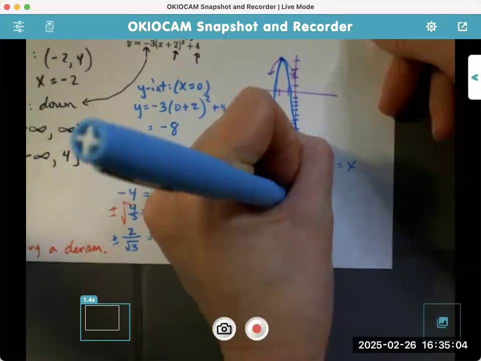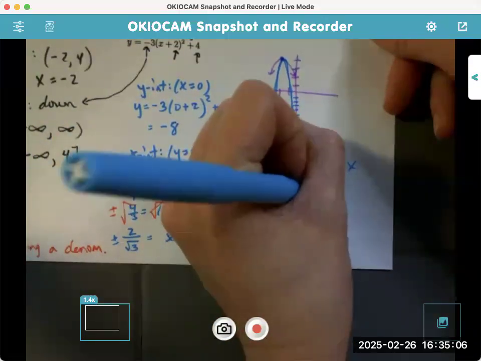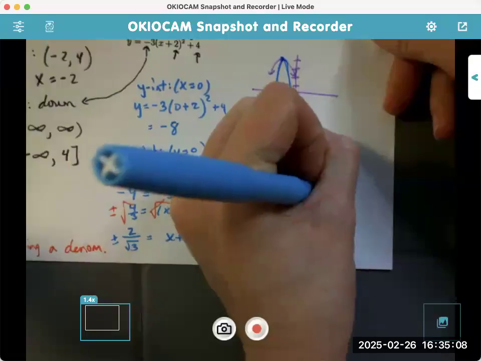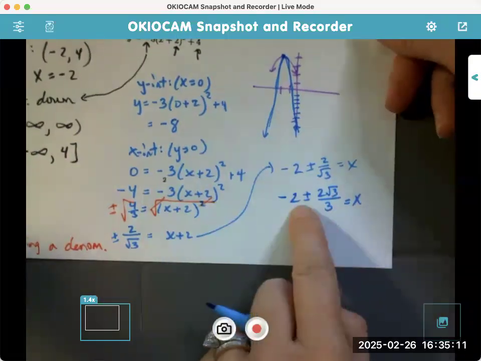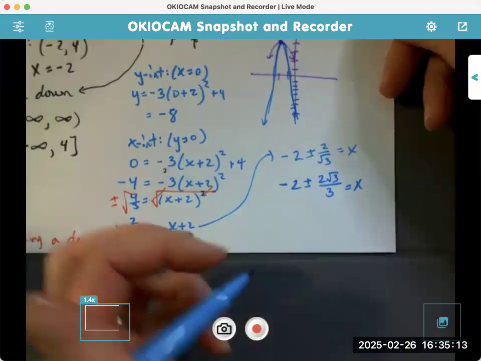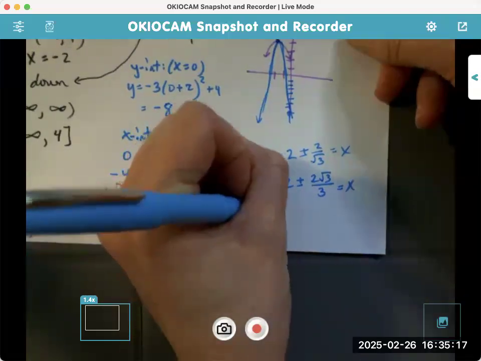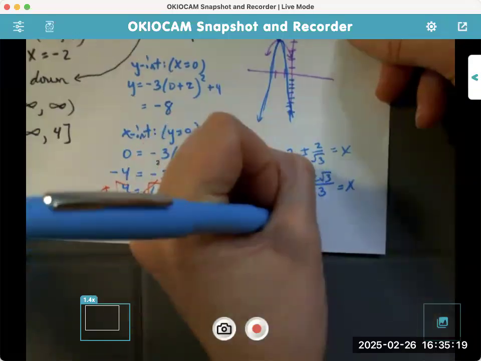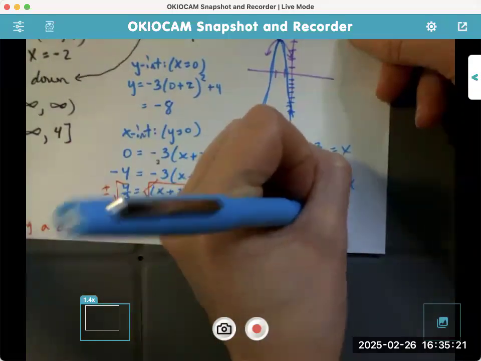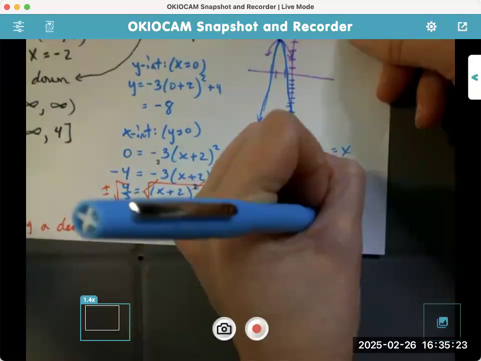So then we have -2 plus or minus 2√3 over 3 equaling x. And again, your homework doesn't have this plus minus button unless it all of a sudden started adding it. So you'll have -2 minus 2√3 over 3, comma, -2 plus 2√3 over 3.